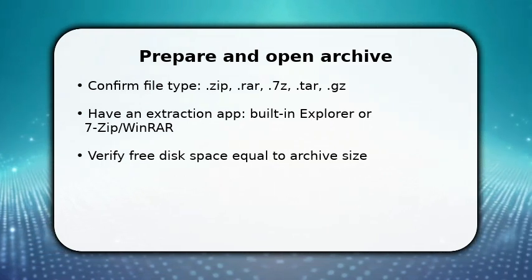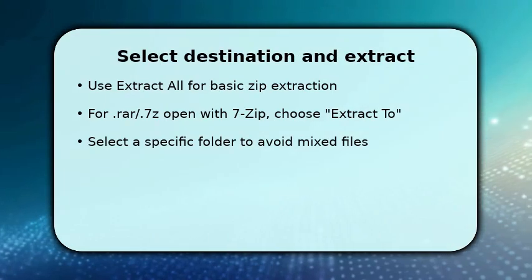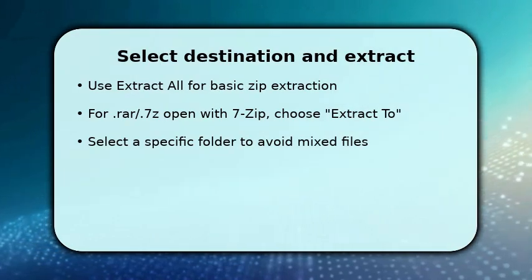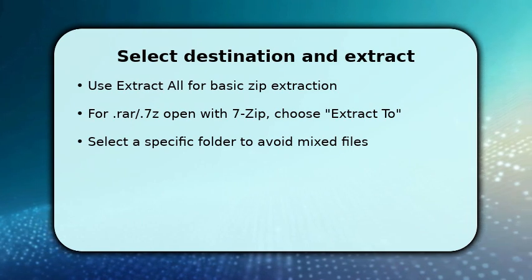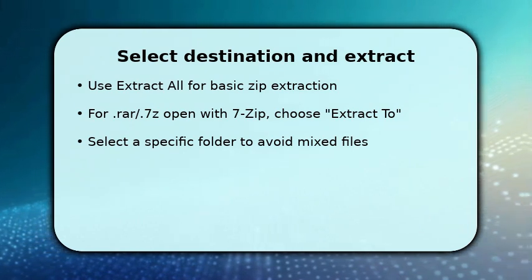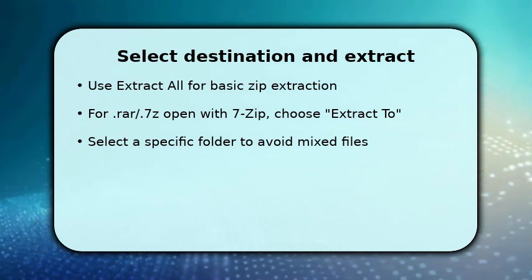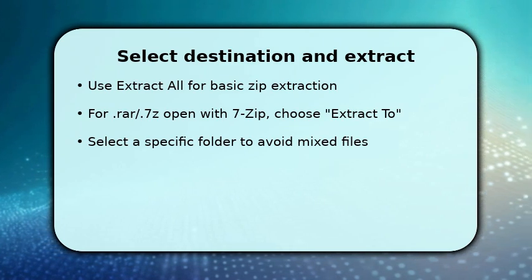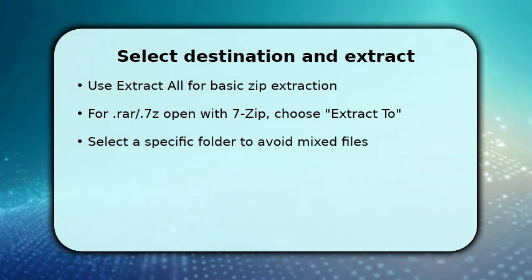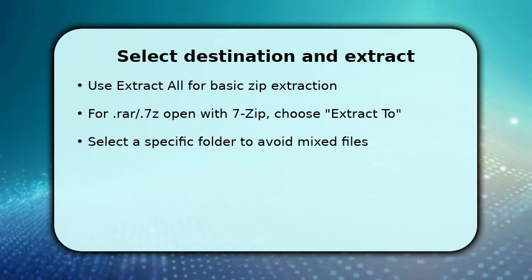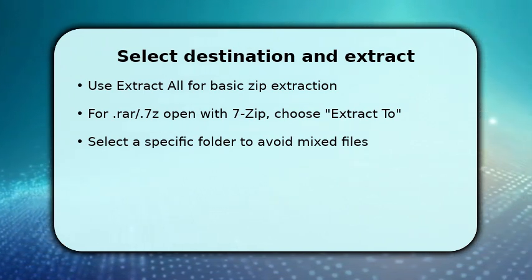Now focus on choosing where files go and the correct extraction method. If it's a simple zip, click Extract All and pick a folder. Windows will create the folder and unpack files. For RAR or 7Z, open the archive with 7-Zip, click Extract To, then browse to your target folder. Make sure to preserve folder structure by not extracting into a crowded directory.